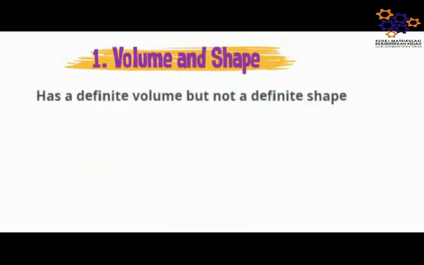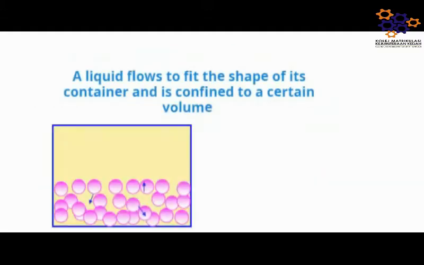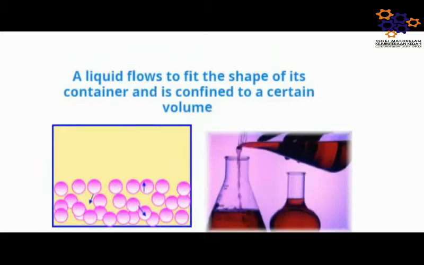Number 1. Volume and shape. Liquid has no definite shape. It takes the shape of the container. The intermolecular forces are not strong enough to hold the particles rigidly in place, and molecules can slide past each other. Thus, a liquid flows to fit the shape of its container.